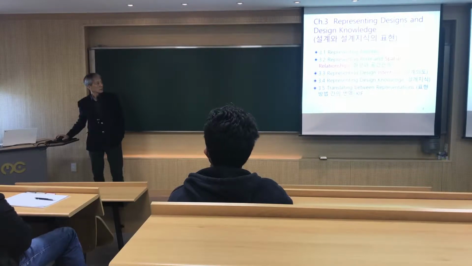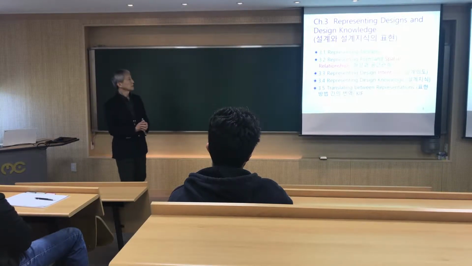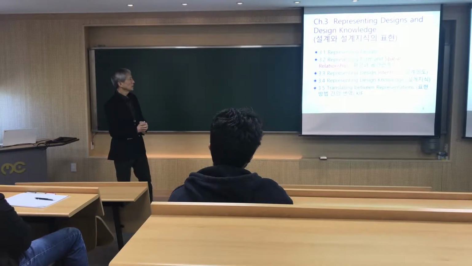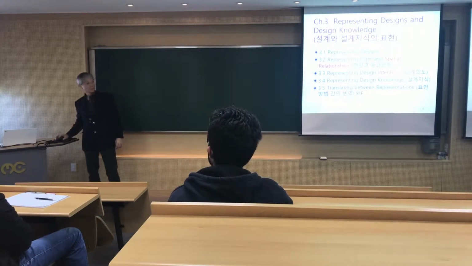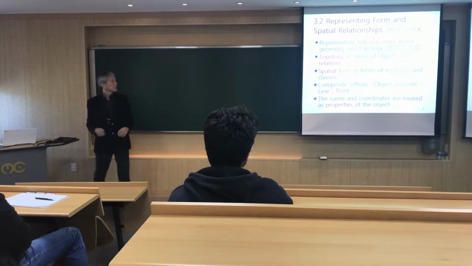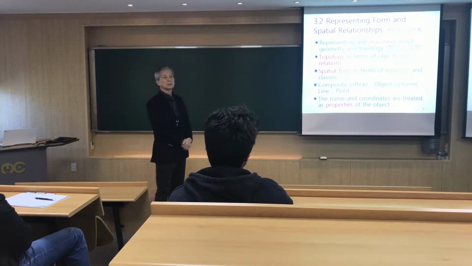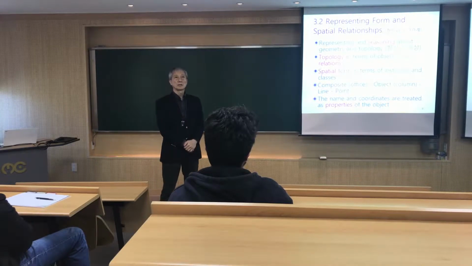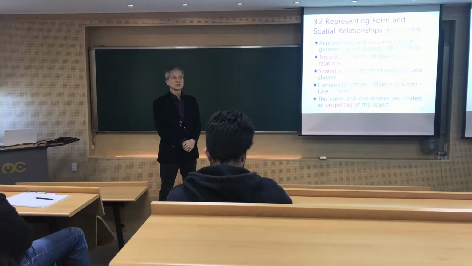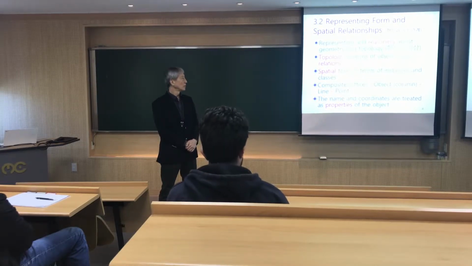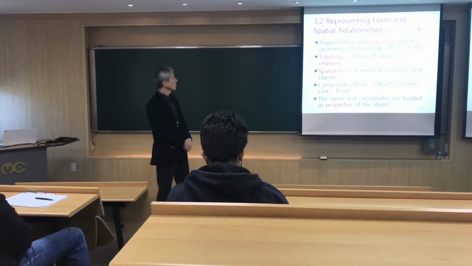So how can we represent designs and the knowledge, especially the special relationship and intention. So form and special relationship, that is key items for engineers: shape, space, form. Right? So how can we?